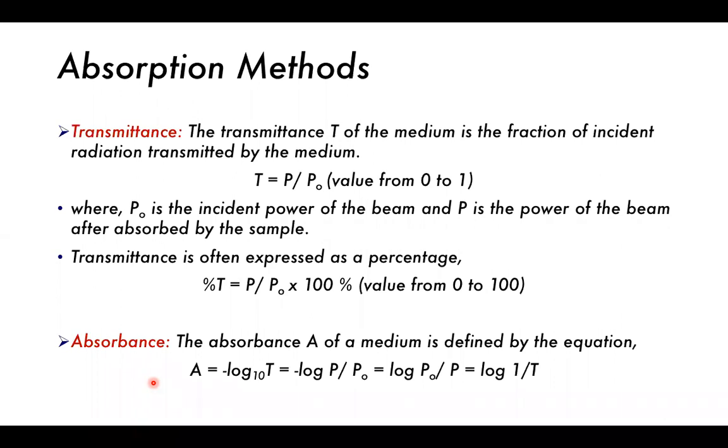Absorbance A of a medium is defined by the equation A is equal to minus log base 10 of T, which is equal to minus log base 10 of P over P0. So we just substitute this in here. And then that's equal to log of P0 over P, because one of the properties of logs is that you can flip the denominator and the numerator and then just change the sign in front of the log. That is equal to the log of 1 over T, the transmittance.